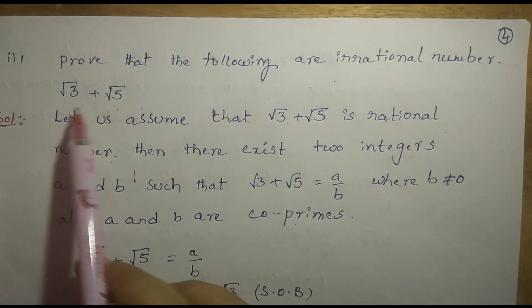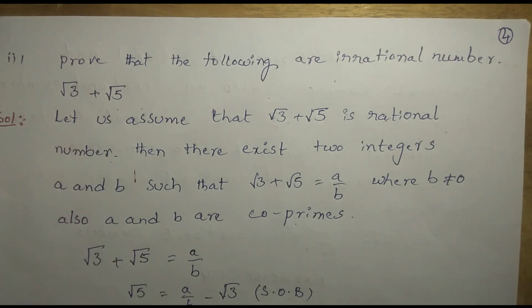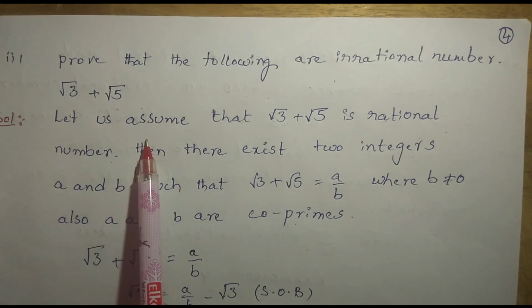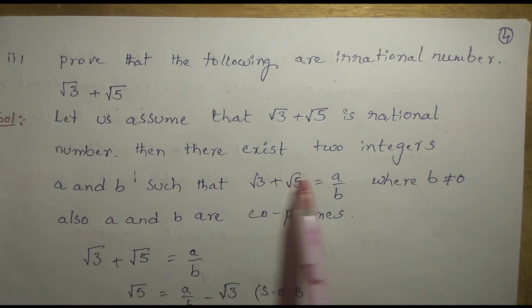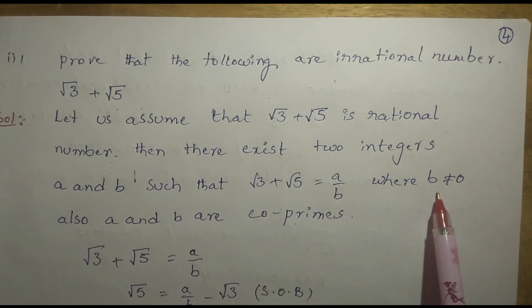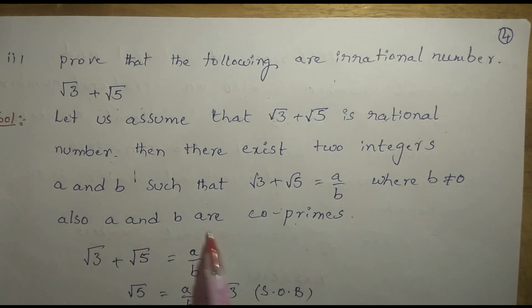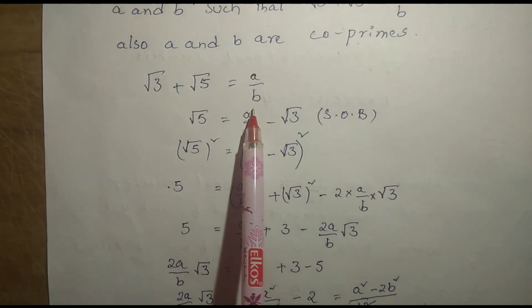Root 3 plus root 5. We can prove this by which method? Contradiction method. Let us assume that root 3 plus root 5 is a rational number. Then there exist two integers a and b such that root 3 plus root 5 equals a by b, where b not equal to 0. Also a and b are coprimes. Okay students, then we take root 3 plus root 5 equals a by b.